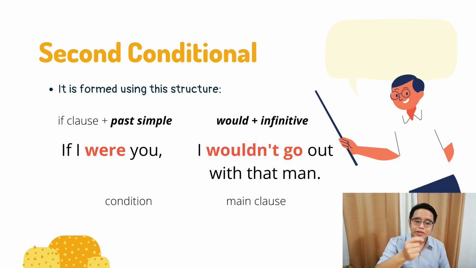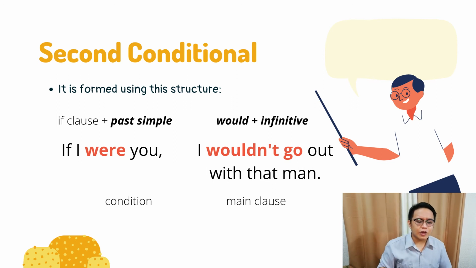And then, we also use would plus the infinitive go. So, I would not, the not can be taken as an adverb. So, I would not go out with that man. So that is our main clause. Okay? So I hope we understand the second conditional.